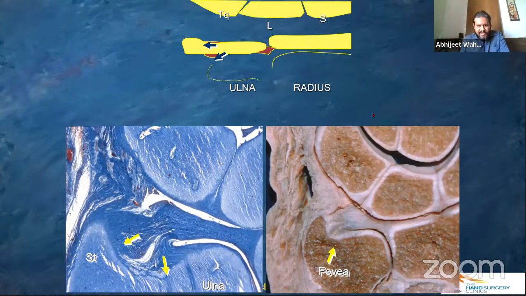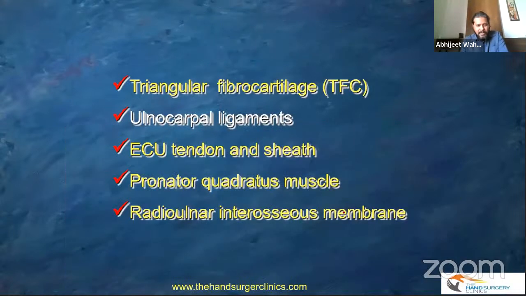This is another schematic diagram to show, unfortunately, this is not working. I'm sorry about that, I apologize. But this histopathological tissue staining corresponds to the cadaver specimen on the right-hand side.